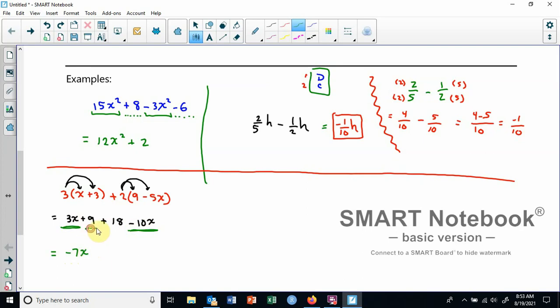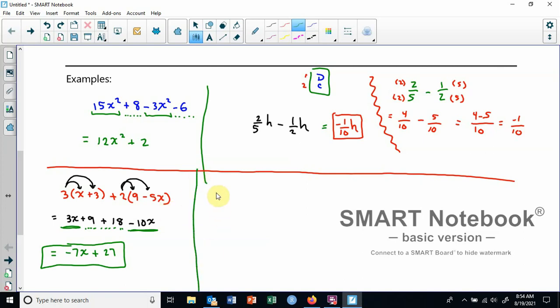And then I have plus 9 plus 18. Those are like terms as well. So plus 9 plus 18, that is plus, what is that? 27. Now these are not like. This one has an x, this one doesn't. So I cannot combine them. So I'm finished.